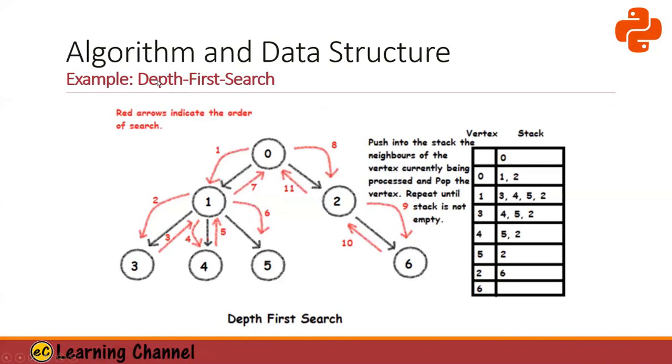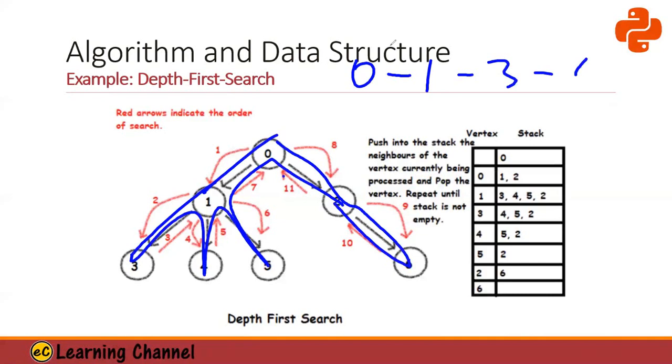For example, the depth first search, okay? You can go down from here, from zero. From zero to one, to three, and then to four, and then to five, and then come back to here, to two, to six. Okay, so in this depth first search, you will have zero, one, three, four, five, and then two and six. That's the order that you have.